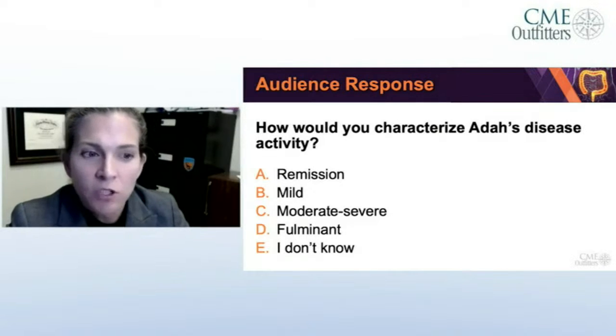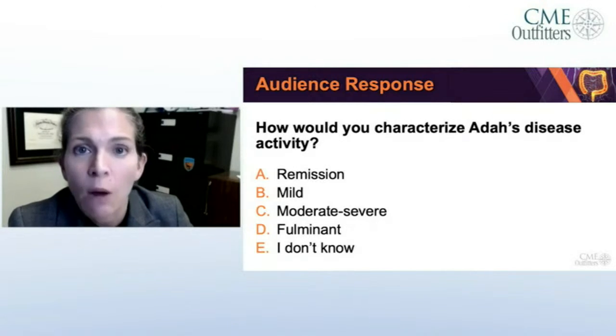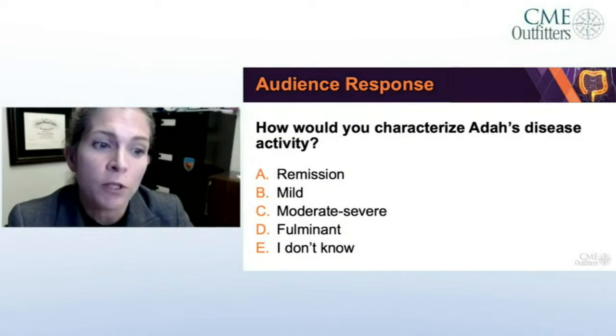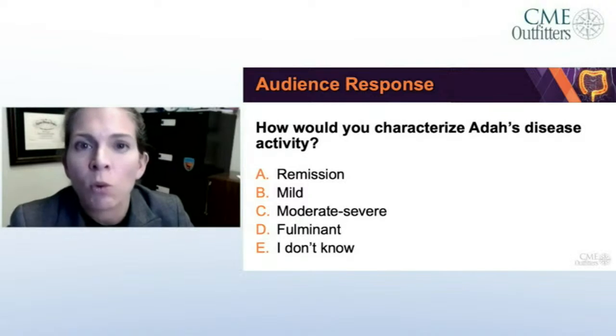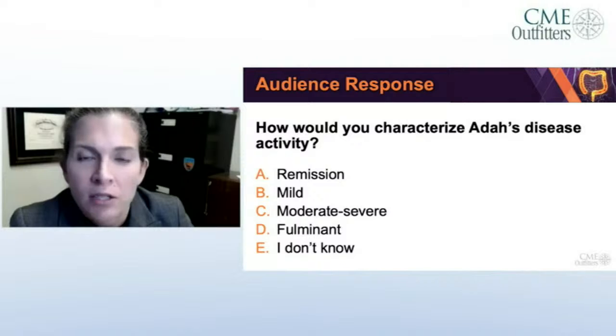So what I'd like to move to now is we're going to start with an audience response question. I would like you to characterize what you think Ada's disease activity is based on how I just presented her case. We'll have you fill in your response to this question now, but then we'll review all of the answers at the end. How would you characterize Ada's disease activity? Is it remission, mild, moderate to severe, fulminant, or don't know?